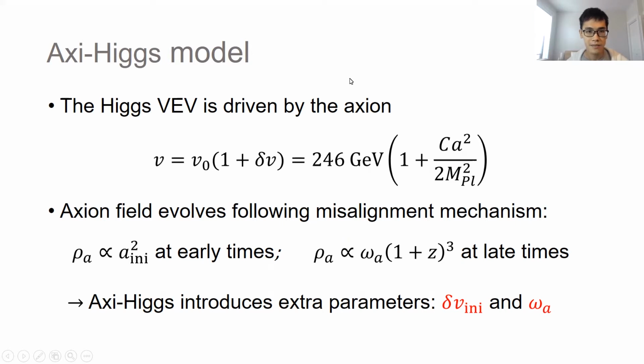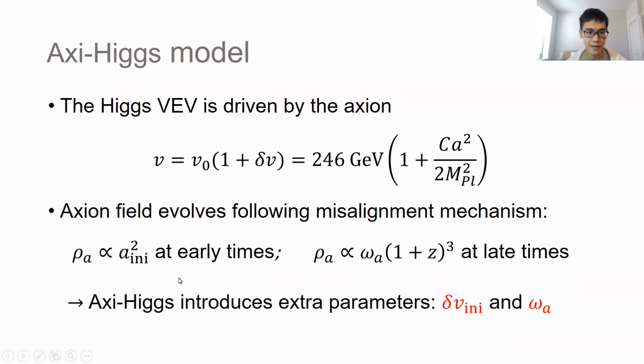In our Axi-Higgs model, the Higgs vev is driven by the axion field. If I denote the Higgs vev as v, I can decompose it into v0, which is some base value, and delta v, which is a deviation. I choose v0 as 246 GeV, which is the value that we measure for the Higgs vev nowadays, and then my deviation will depend on the axion field A. Here, c and M Planck are just constants. So this delta v is driven by the axion field A.